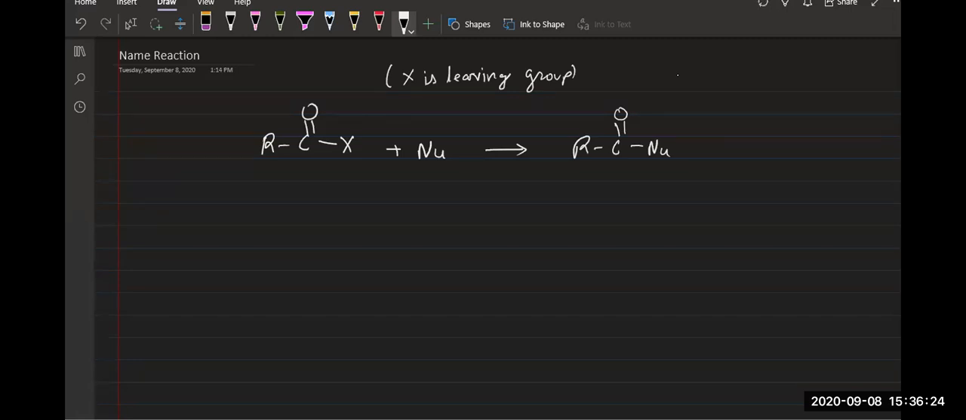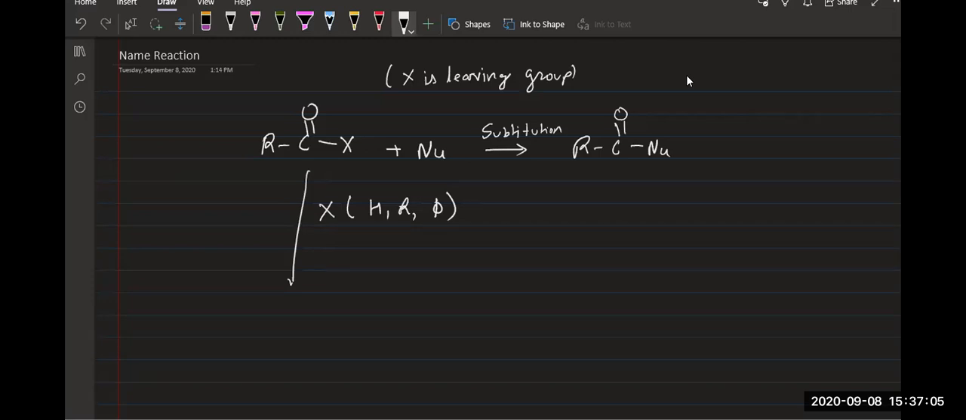Now suppose X is your hydrogen or any alkyl group or phenyl, then what will happen? So you can say that it is your substitution. And this reaction will be very basic. I'm just asking a very basic question, okay? So obviously, nucleophile will attack, yes or no?